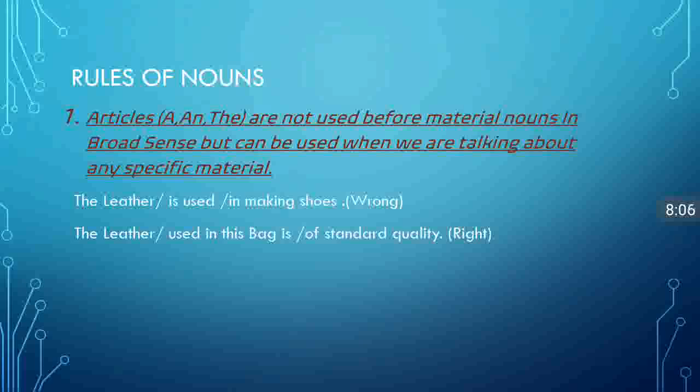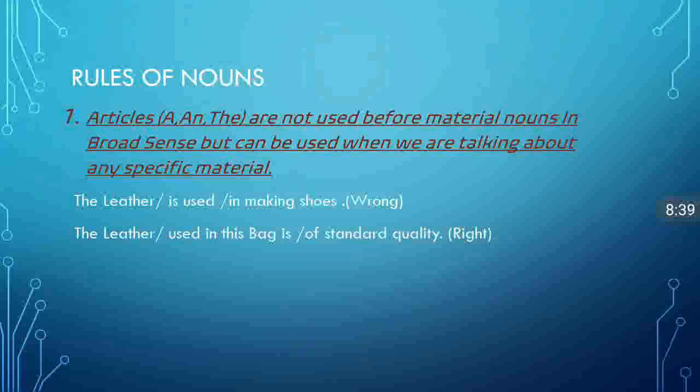So if we talk about leather, from leather something is made. So this leather is a material noun. If we say something like iron, from iron something is made. So iron is what? A material noun. So articles are not used before the material noun in the broad sense, but can be used when we are talking about any specific material. So what is broad sense and what is specific thing? There are two senses.